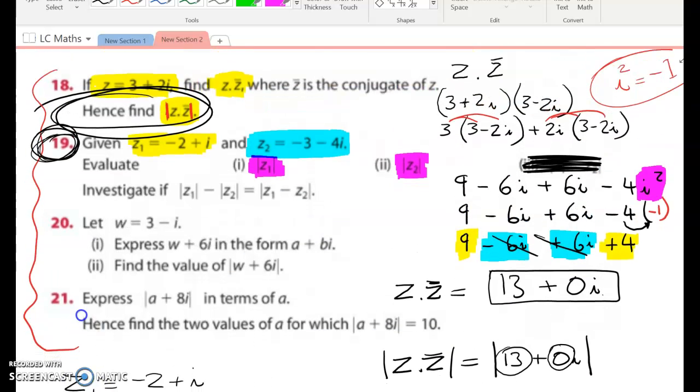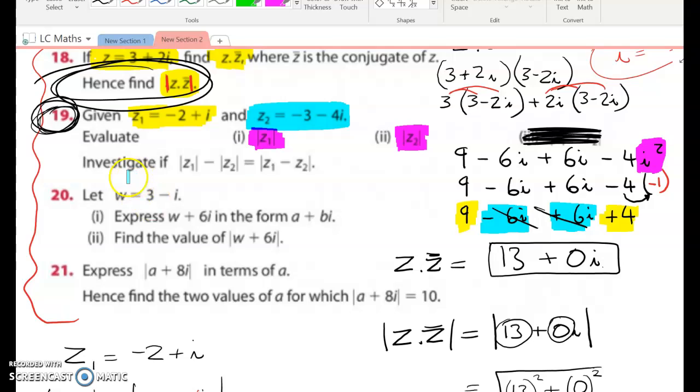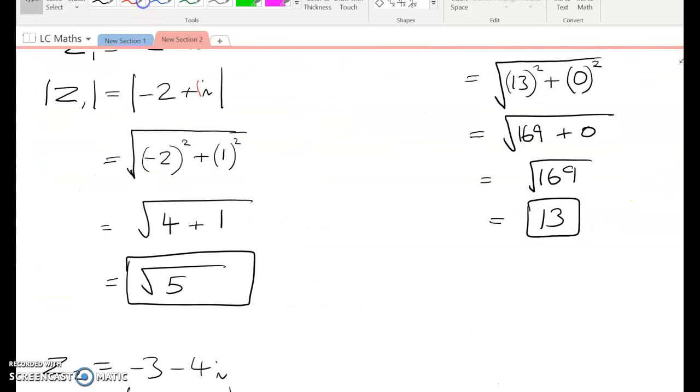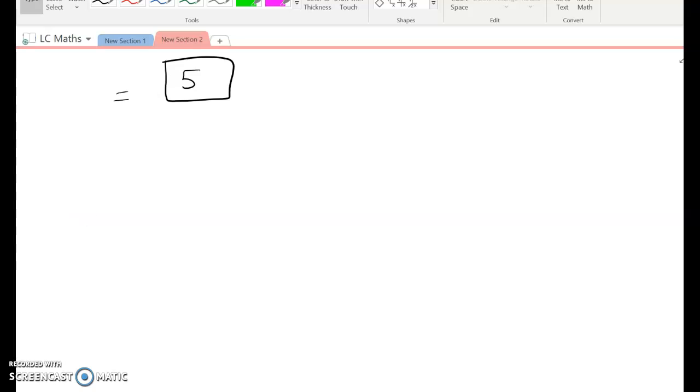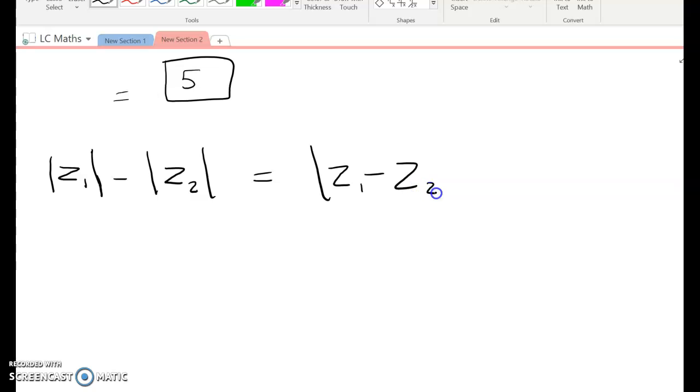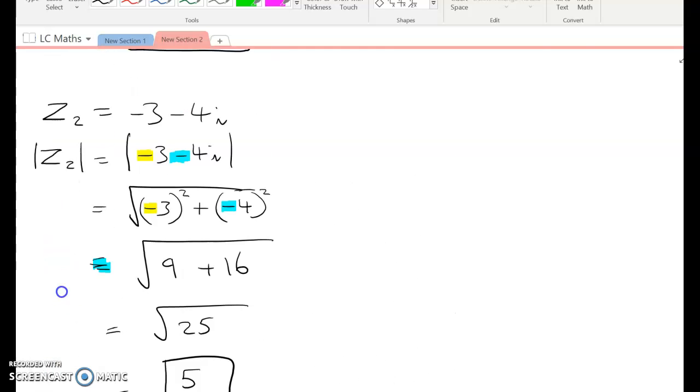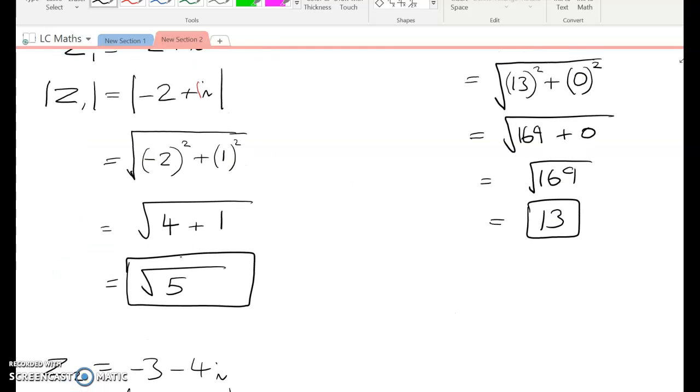Okay, now big long question coming up. Investigate if the modulus of Z1 minus the modulus of Z2 is equal to the modulus of Z1 minus Z2. Alright, let's just write that down here. Investigate if the modulus of Z1 minus the modulus of Z2, see if that's equal to the modulus of Z1 minus Z2. Right, well, we already have this. We did it up here. It's the square root of 5.